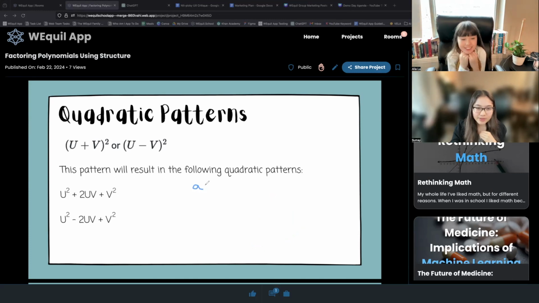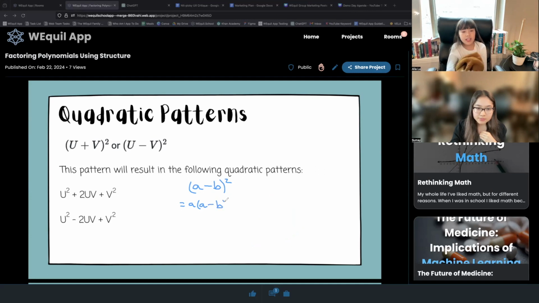So we can do the same example if you want, but basically, if you have (A minus B) squared, right, then this would be A minus B times A minus B. Wouldn't it be A squared minus A times B, so it would just be minus AB. Or AB, same thing.